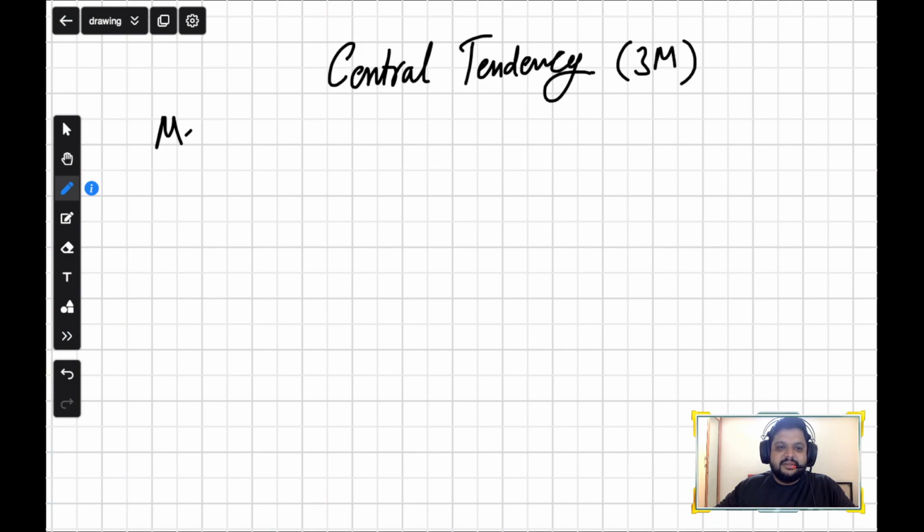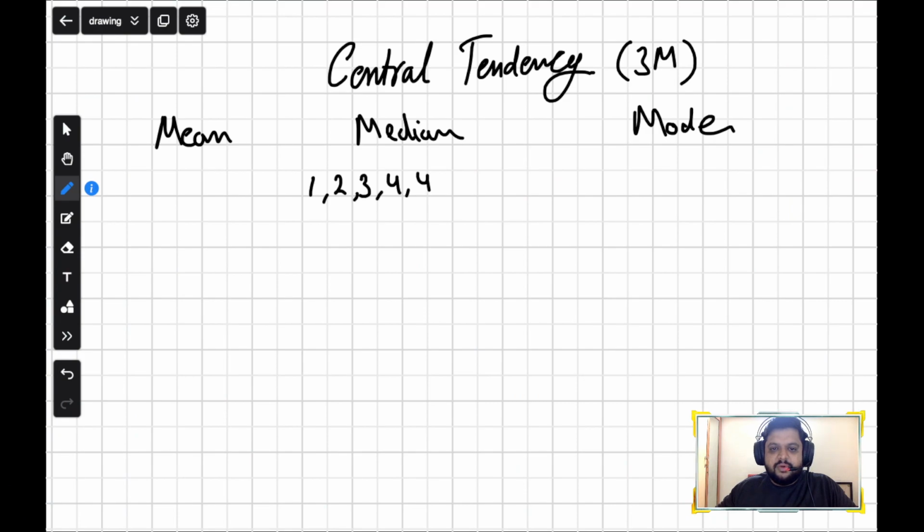It's mean, median, and mode. Now suppose I have a sample data set and I'll write it like 1, 2, 3, 4, 4, 5, and 6. Suppose we are going to calculate the mean, the median, and the mode of this data set, then how should we calculate? What do we mean by the mean, median, and mode?